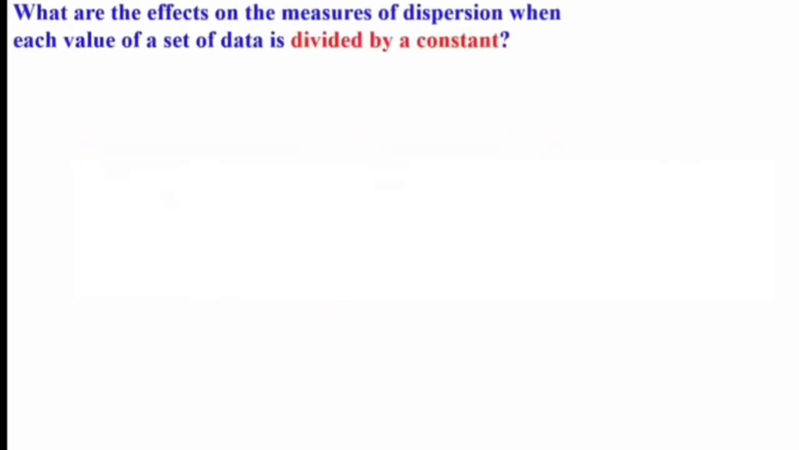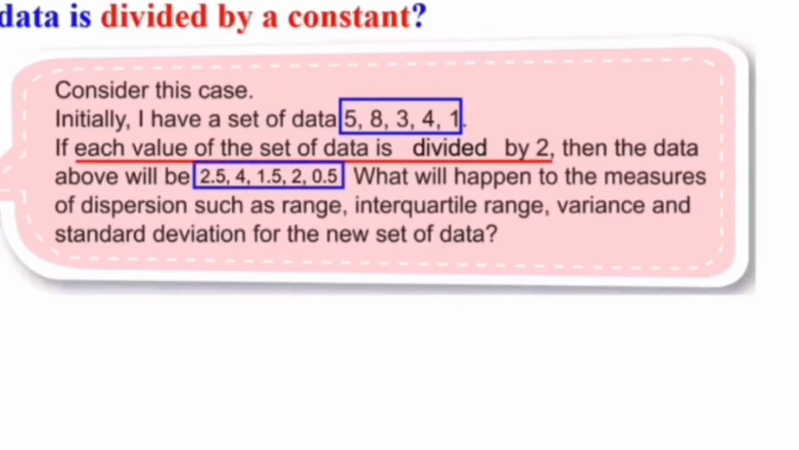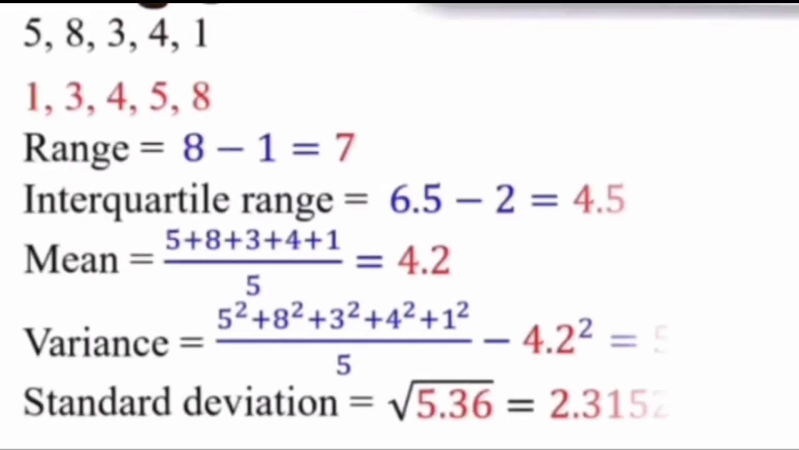Next, we'll discuss the effects on the measures of dispersion when each value of a set of data is changed. Now let's study what happens if we change the data by dividing by a constant. Let's say you have 5, 8, 3, 4, 1. Each data you divide by 2, so it becomes 2.5, 4, 1.5, 2, and 0.5. We want to study the range, interquartile range, variance, and standard deviation.